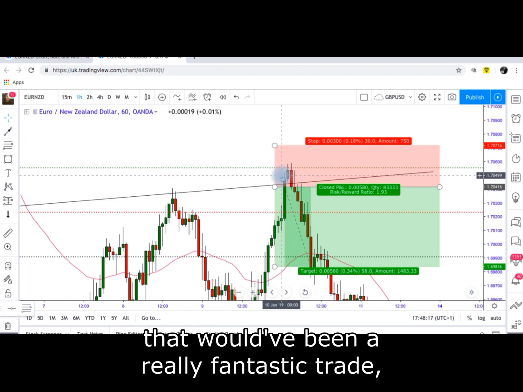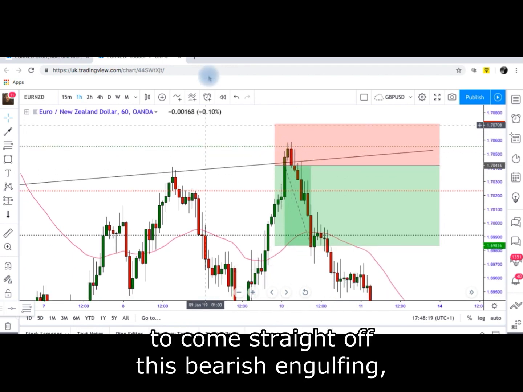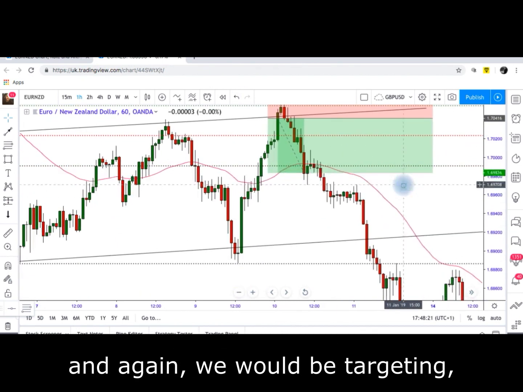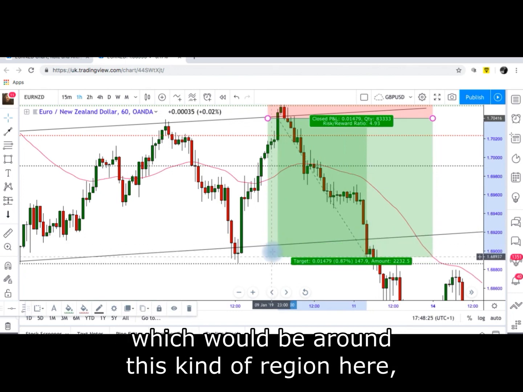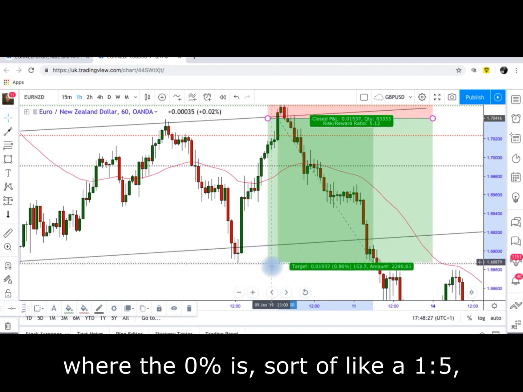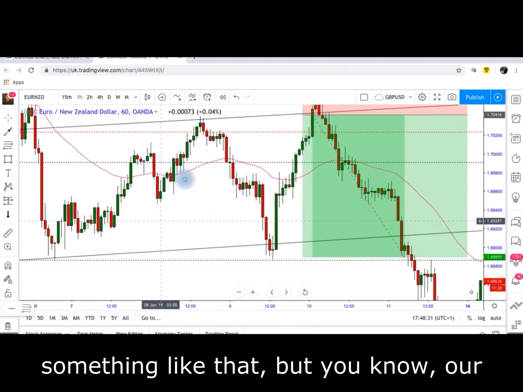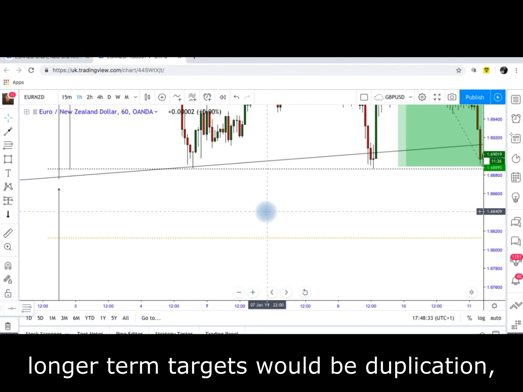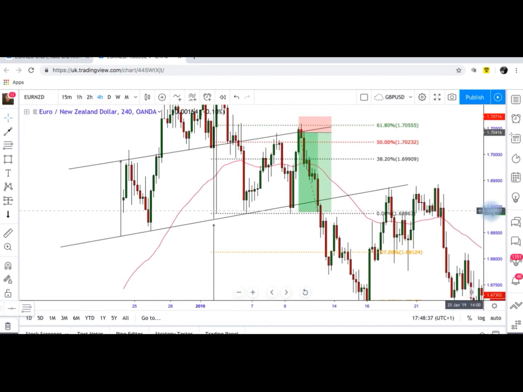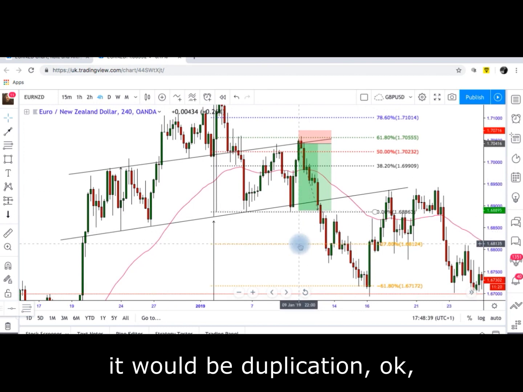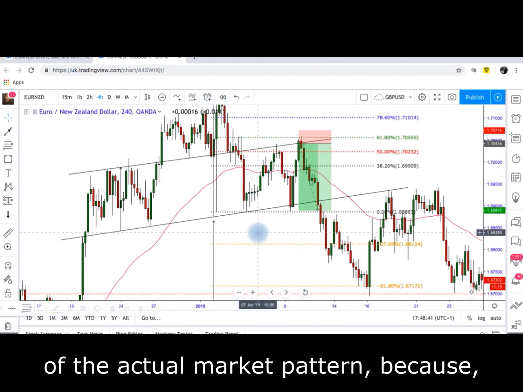So that would have been a really fantastic trade to come straight off this bearish engulfing. And again, we would be targeting and taking a percentage of our trade off at the neckline, which would be around this kind of region here, where the 0% is, sort of like a 1 to 5, something like that. But our longer term targets would be duplication. It would be duplication of the actual market pattern.